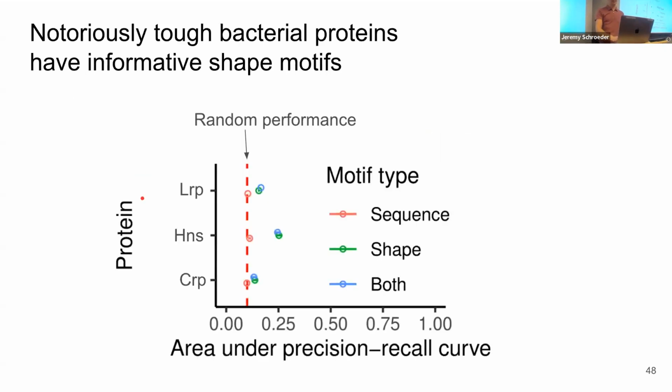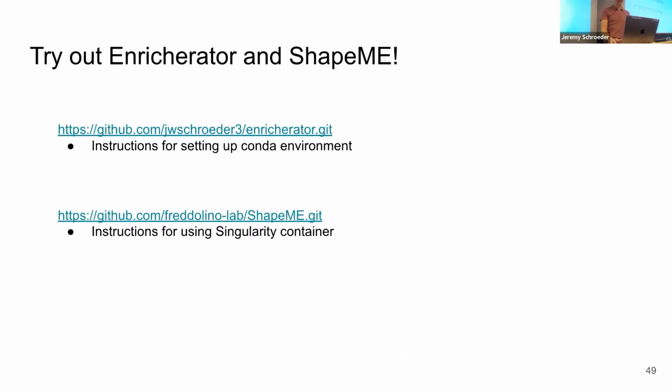And then we have these 3 bacterial proteins that have been really hard to identify good sequence motifs for. ShapeME does an okay job finding shape motifs for them, which is kind of interesting. Especially our lab is really interested in this HNS protein, which coats bacterial DNA. And we're finding a decent shape motif for that in our ChIP-seq data sets as well. So overall, I think ShapeME is going to be really useful for biologists.